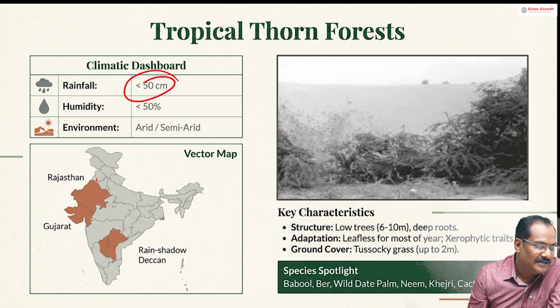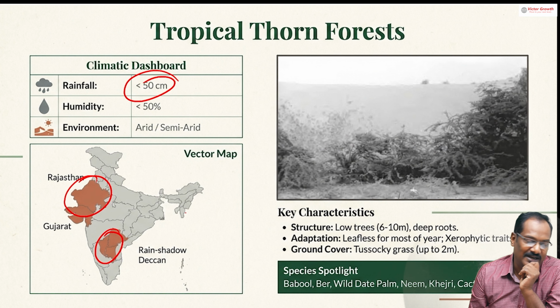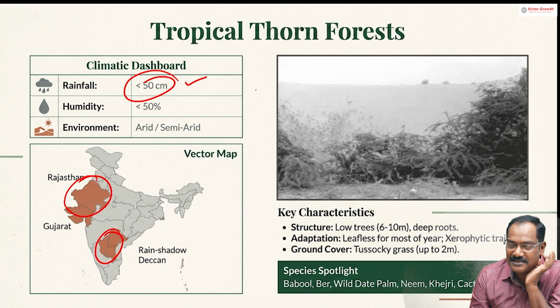They are found in the western part of India, Rajasthan, and also the interior part of India. These are two places where the monsoon fails. These are the places where the monsoon will not have any rainfall at all. That is why we have 50 centimeter and less than this rainfall.